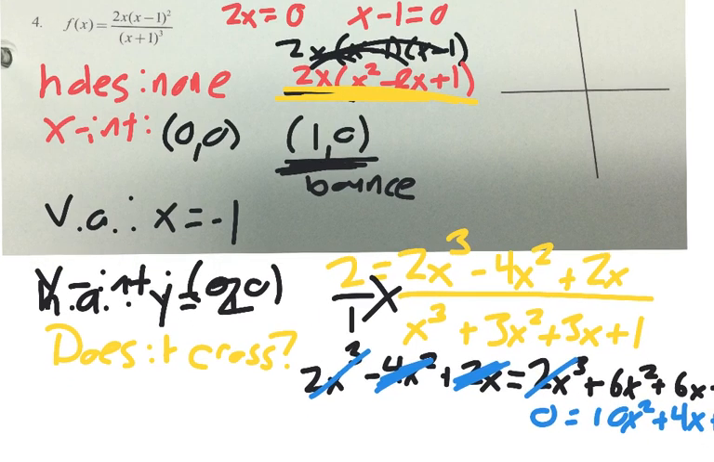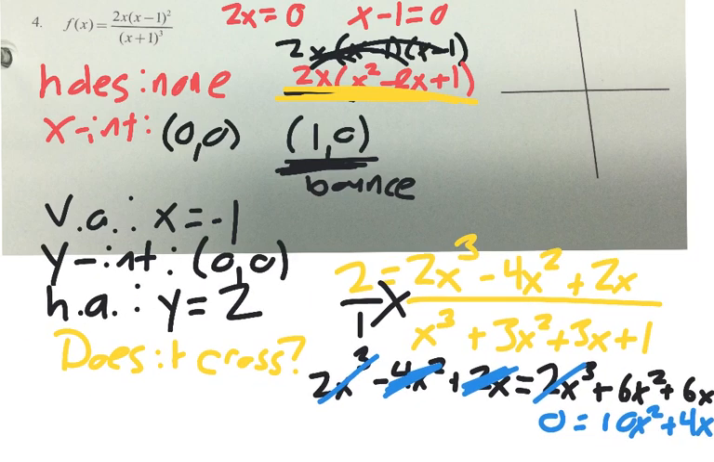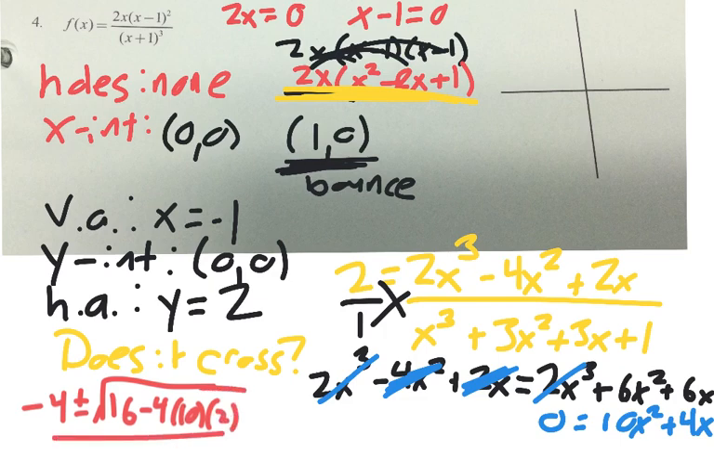So I'm going to use the quadratic formula here. So that's going to be negative b plus or minus the square root of b squared minus 4 times a times c, all over 2 times a. All right, look at this, the discriminant. Negative 4 times 10 is negative 40. Negative 40 times 2 is negative 80. 16 minus 80 is negative 64.